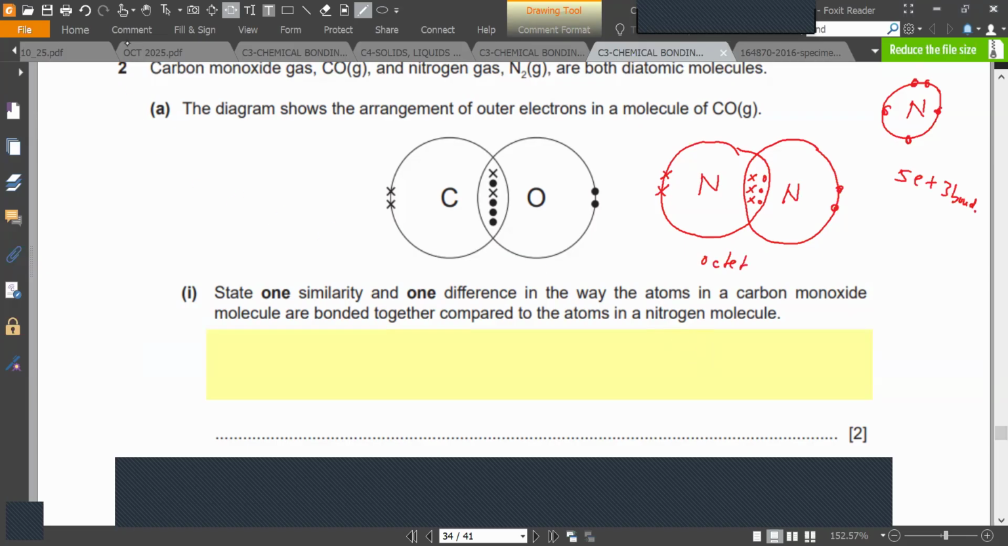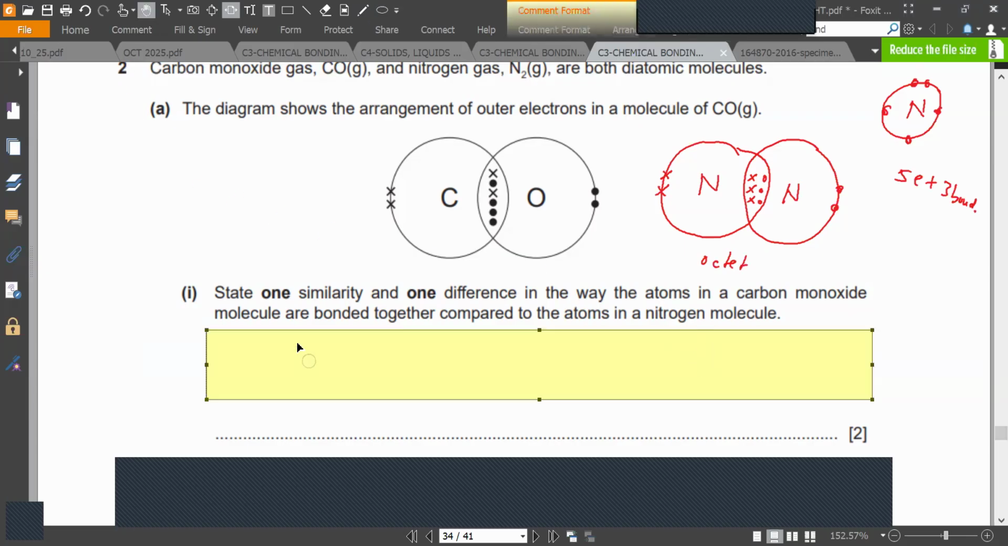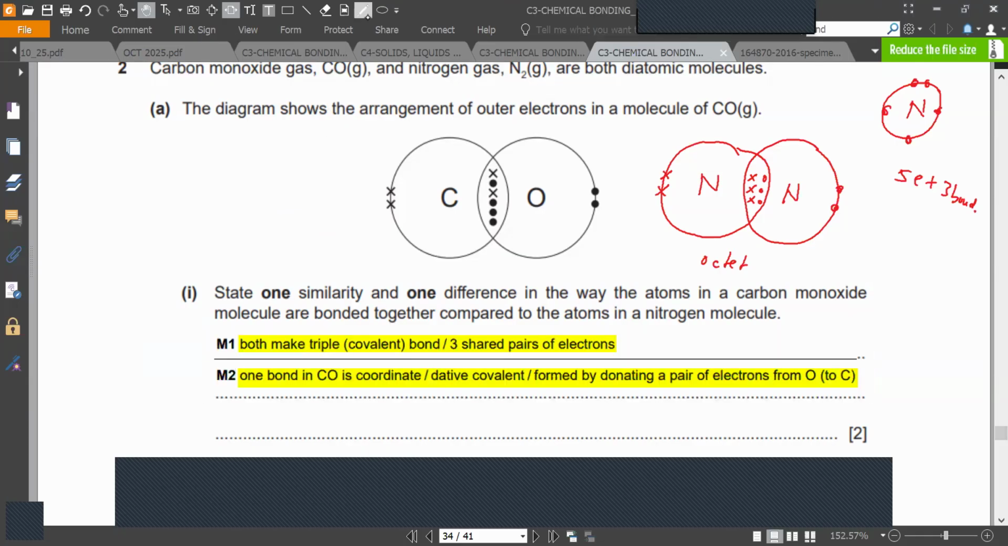So what are the similarities and differences? They are quite similar. Similarity, they both make a triple bond, 3 shared pairs of electrons. For CO, one bond is a coordinate, dative bond, formed by donating a pair of electrons from oxygen to carbon.